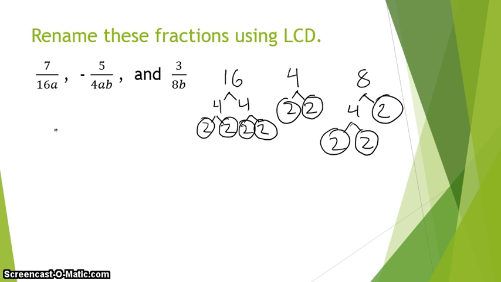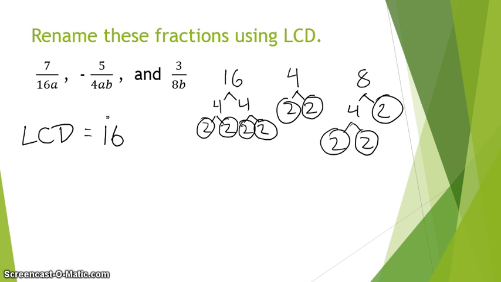So I'm going to see which numbers use them the most. So all of these factors are 2's, and 16 has the most. So 2 times 2 times 2 times 2 is 16. So my least common denominator is 16. So you also could have just looked at it and said, okay, well, 4 goes into 16 and 8 goes into 16. So 16 is going to be my least common denominator.